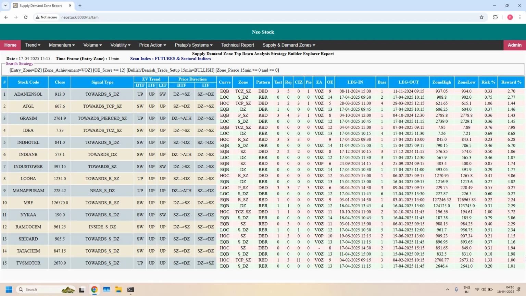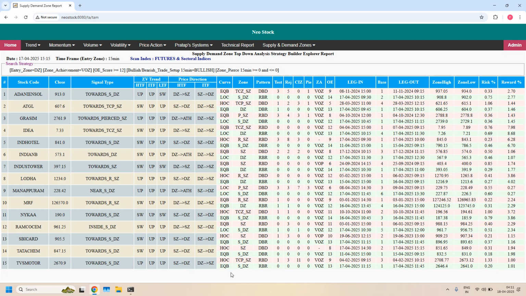All these 15 stocks are supporting bullish trade setup for daily income trade. And the entry time frame zones are 15 minutes demand zones. These are the entry time frame zones. So total we have 15 stocks. That means we got 15 minutes demand zones.